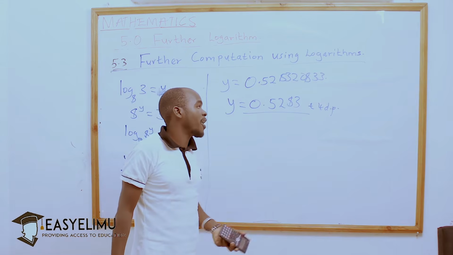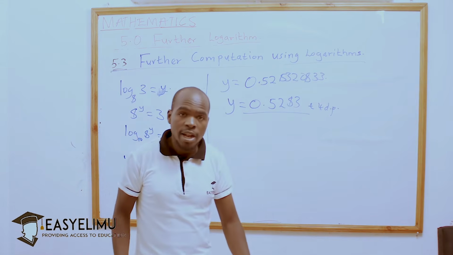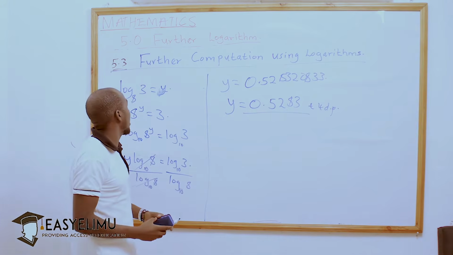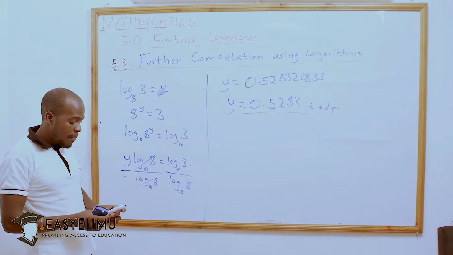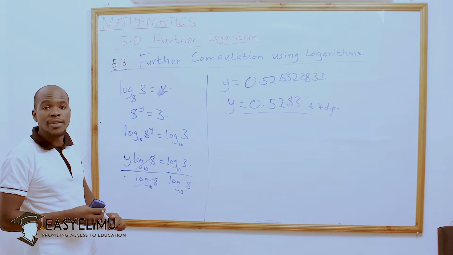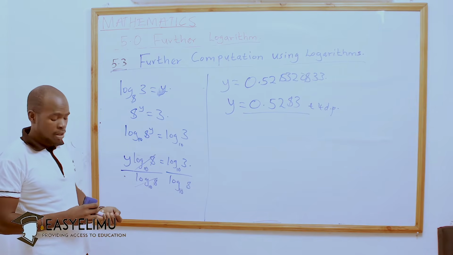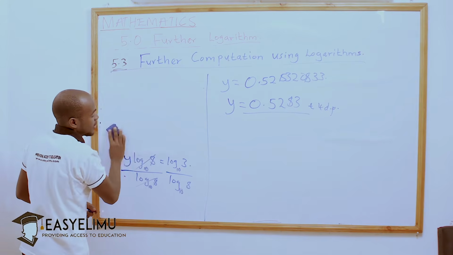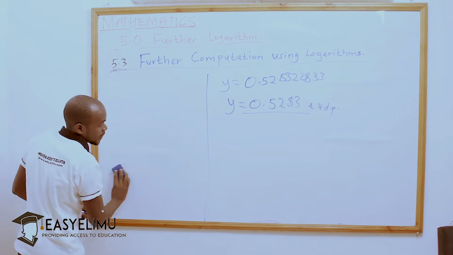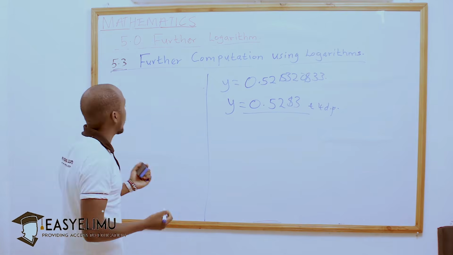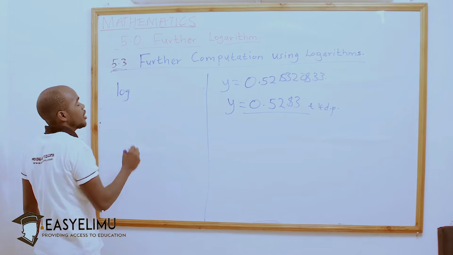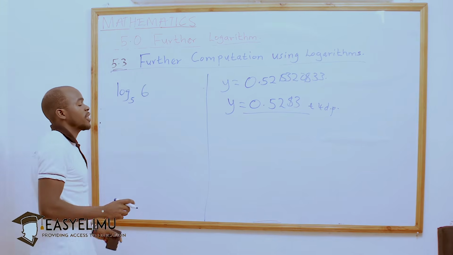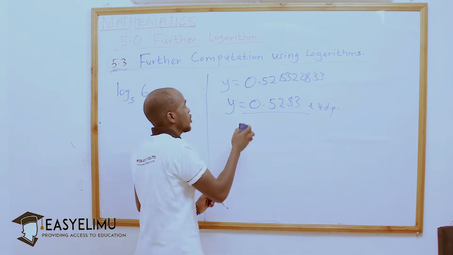0.5283. Now I think you understand how to find the logarithm of numbers which have a base not equal to 10. You can now find any of them, and I will give you an exercise to test yourself. Find the logarithm of this number, log of 6 to base 5, and see what you will find.